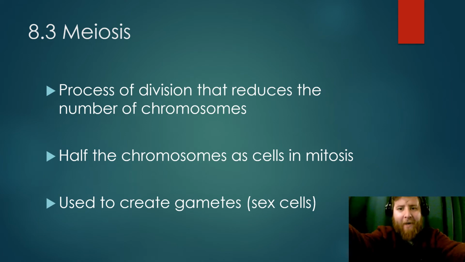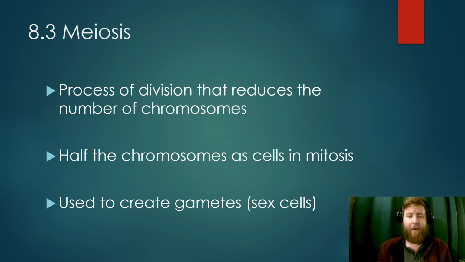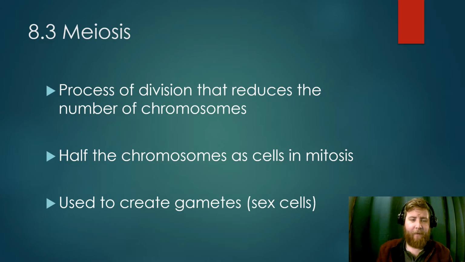Hello, biology, and welcome to the last part of Chapter 8, 8.3, where the topic today is about meiosis. Meiosis is going to be the last of the cellular reproduction methods that we're going to talk about, and this is one that we're only going to see once again in eukaryotes.